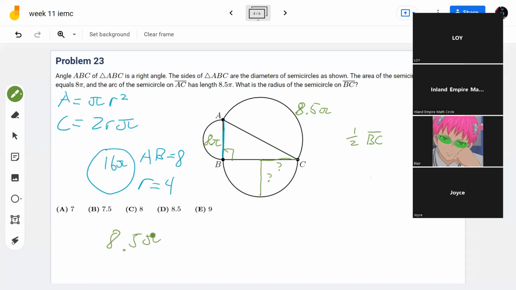We know that 8.5 pi is equal to half of the total circumference, right? So the total circumference for this would be 17 pi. And that's equal to this equation here, 2 times the radius or diameter times pi.